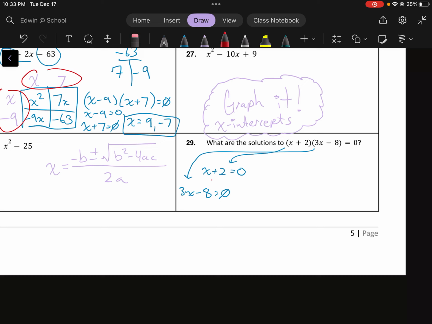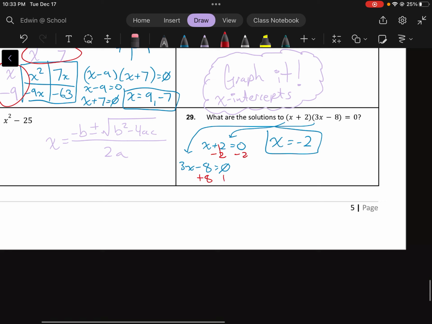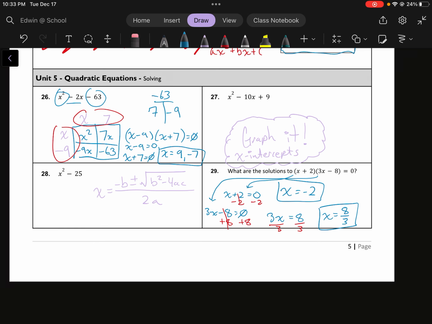3x minus 8 is equal to 0. First one, you subtract 2 on both sides. So that means you have x is equal to negative 2. This one, we have a plus 8, plus 8. So that means we are just left with 3x is equal to 8. And we divide by 3. So we have an answer of x is equal to 8 over 3. And that's pretty much it.